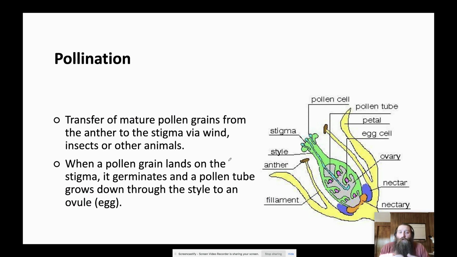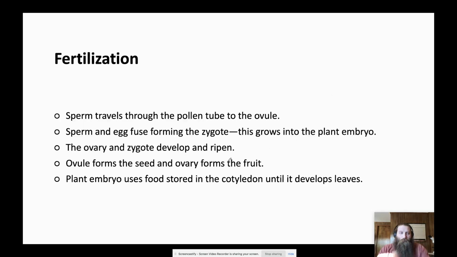So that's not the only way pollen can move around. It can also move around from the wind. All right, it could be you bump up against the flower and it shakes a little pollen off. All right, but ultimately the pollen has to get from the anther into the stigma there, into the pistil.